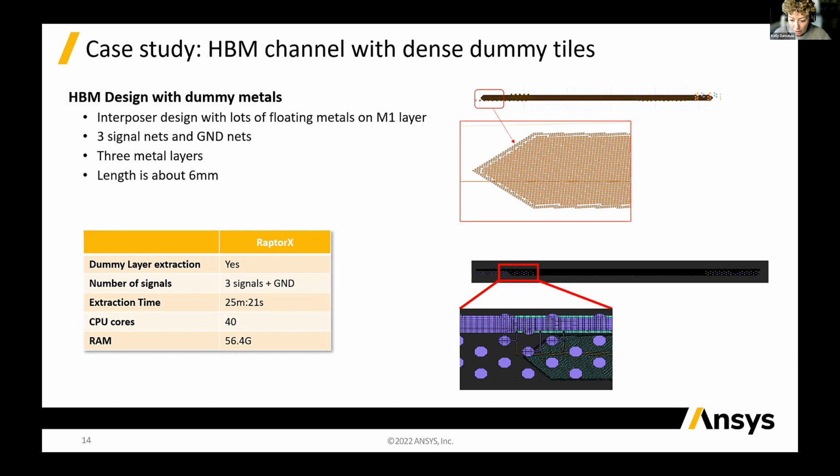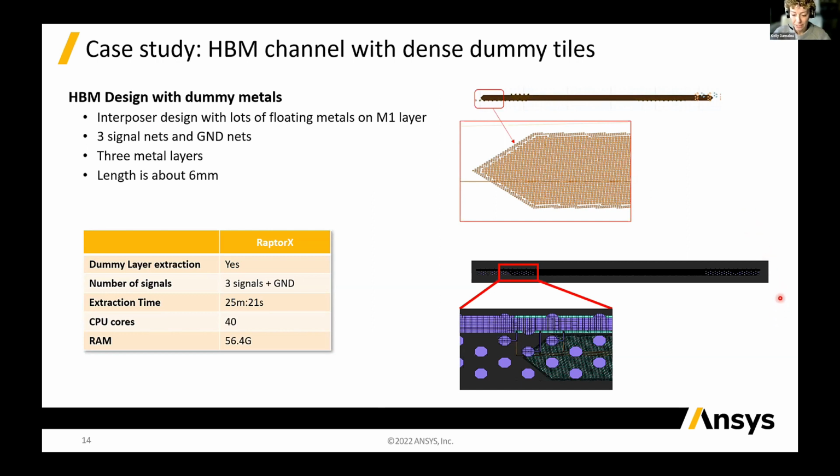Maybe I should turn on my pointer. So here's a small sample of the interposer flooded by these metal 1 dummy tiles. RaptorX produced an electromagnetic model for this interposer that had 3 conductor layers, the patterned ground shield, and all the floating metals in less than 30 minutes. And it used 56 gigabytes of RAM on 40 CPUs, which is literally breathtaking for anyone who has dared to solve a similar problem.